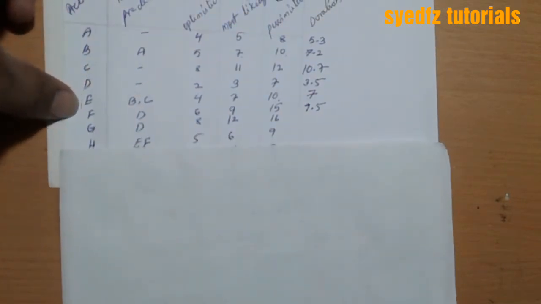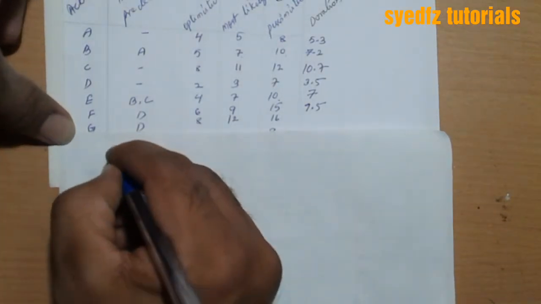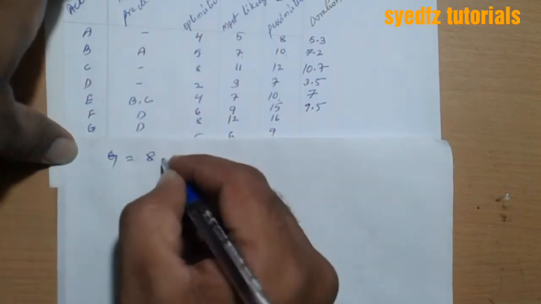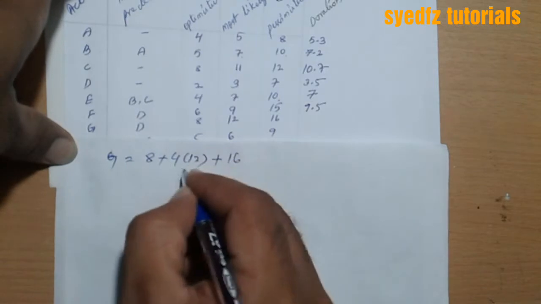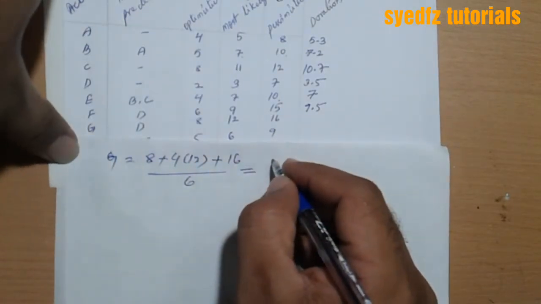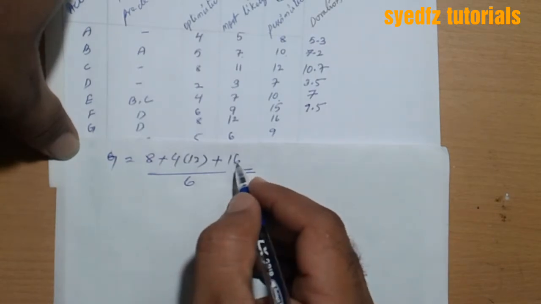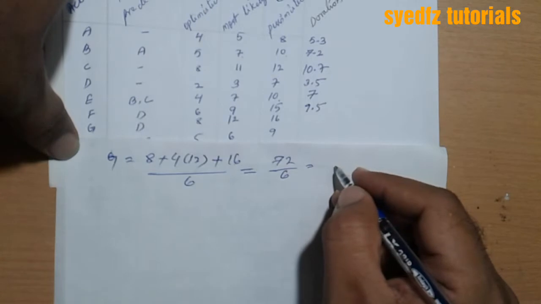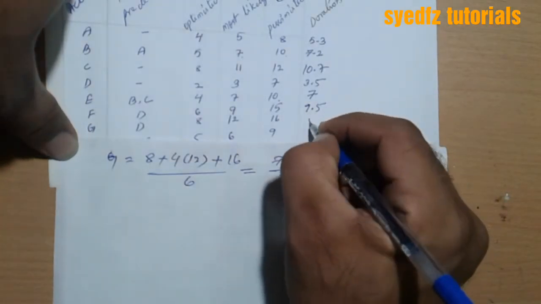Now for G. A is 8 plus the formula 4, this is 12 most likely, plus B is 16, divided by 6. 12 fours are 48. 48 plus 8 is 56, plus 16 is 72, divided by 6 is 12. How much are we getting for G? G is 12.